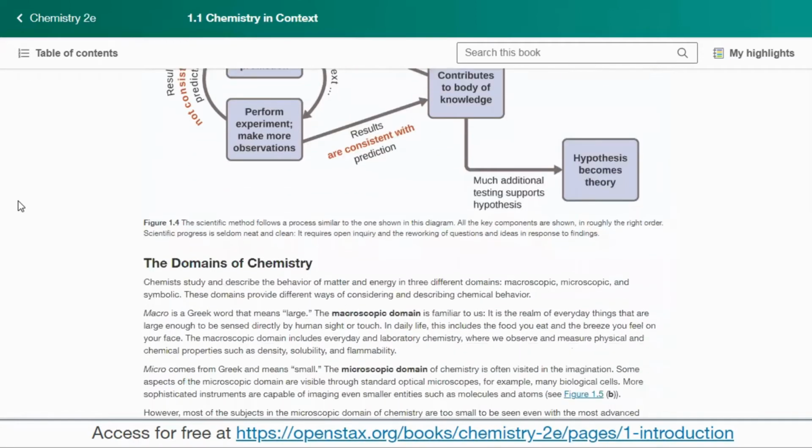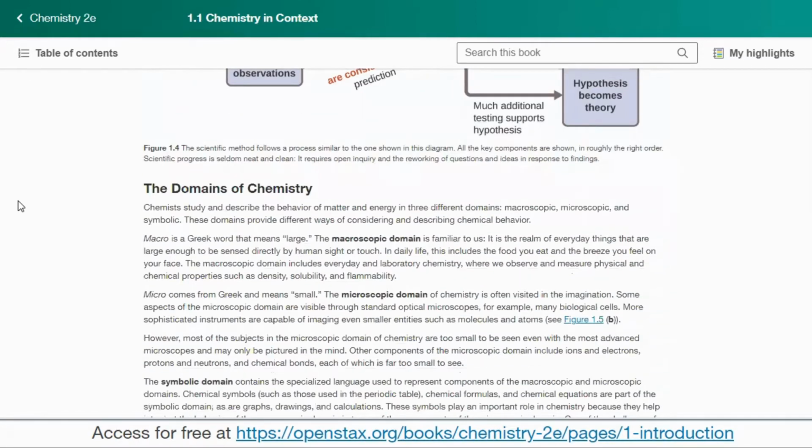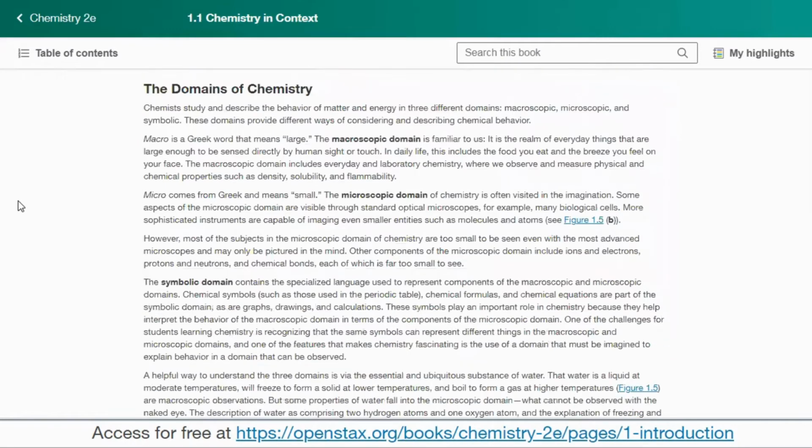In physics, a lot of what we study are laws. I mean, so much of learning in physics is actually studying of laws. Anyway, the domains of chemistry.